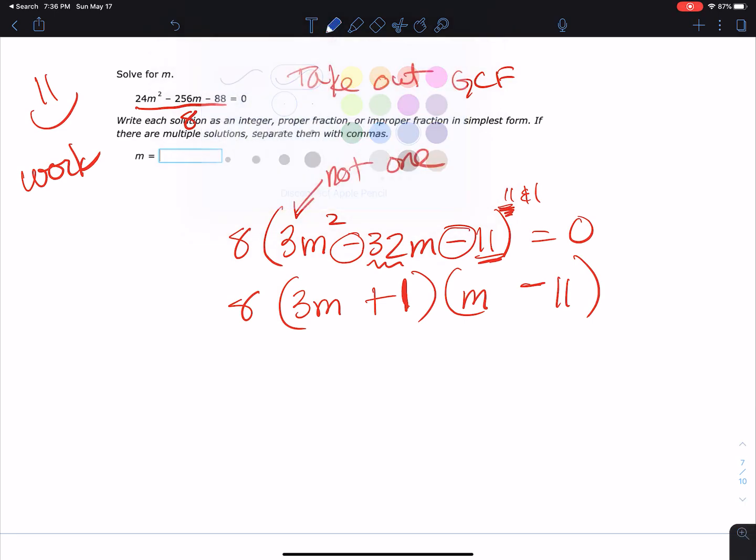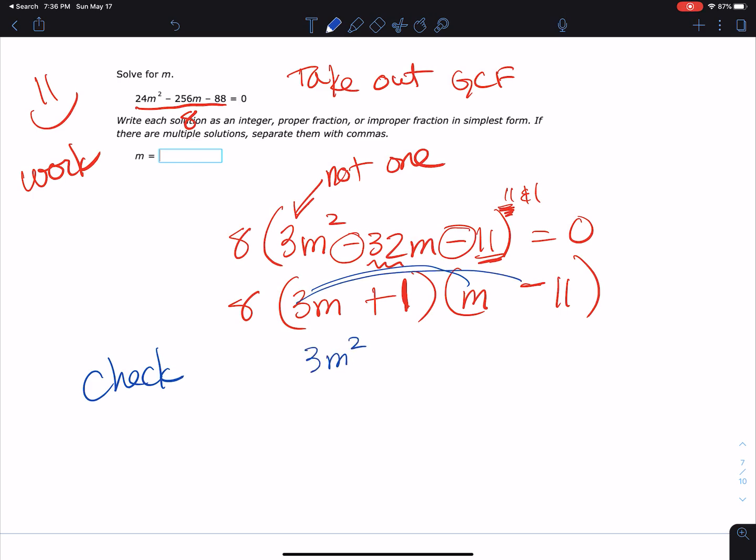So I'm going to change my color. This is a check just to make sure that if I FOIL this back, it's going to look like the original. So this would give me 3m squared minus 33m plus m minus 11. Negative 33 plus 1, remember that's a 1, is negative 32. So this did factor, so this is great. I do need that, so I'll keep my parentheses. I just needed to check to make sure it did FOIL back into the original, okay?